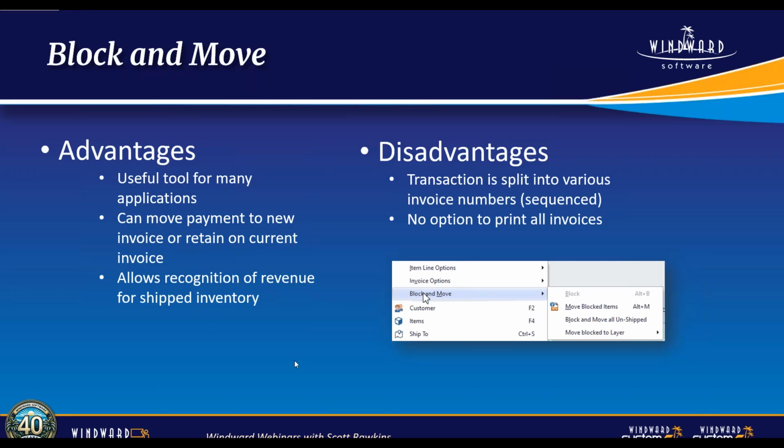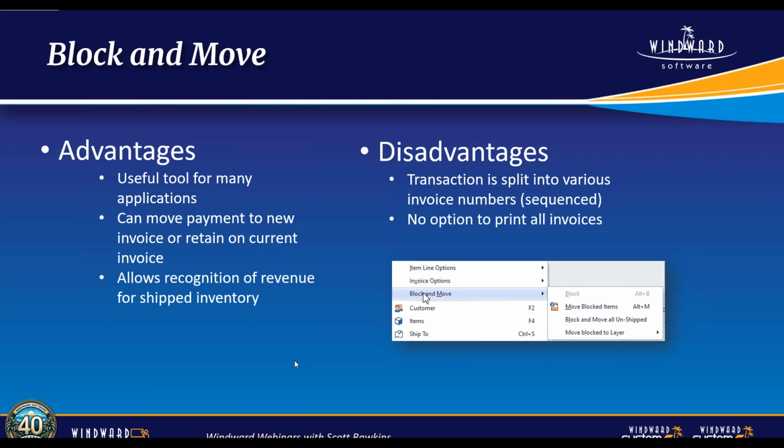Now the block and move is a great tool, but it does have some limitations. The advantages are it's usually quick and easy. You just Alt-B, Alt-M, move the product that you can ship now or that they can pick up now and bill them for that, whether that be upfront or on account. You can move a payment with it, which is also very nice. And you can recognize the revenue for the product you've shipped right away, which is very important when there's a long wait time on the other part of the order.